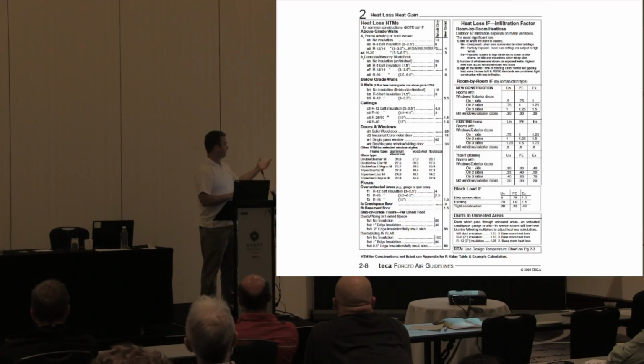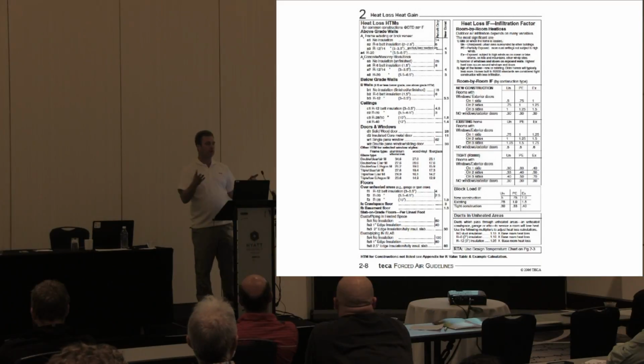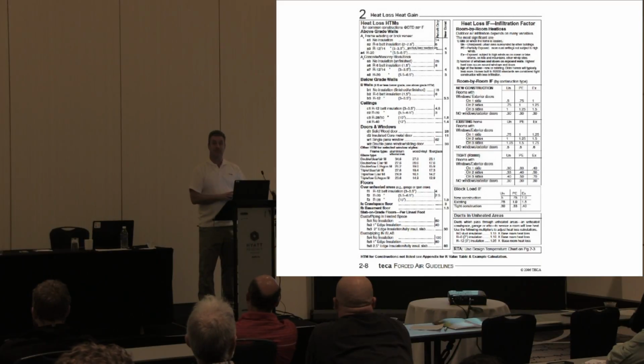But on R40, the sheet doesn't have more than R40, so you're multiplying your square footage by 1.4. It'll give you what your heat loss of the ceiling is.